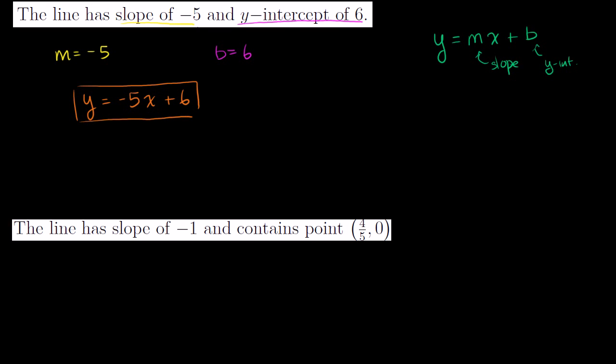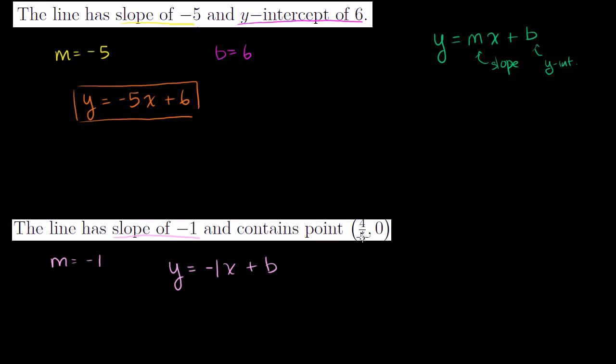Let's do this next one over here. The line has a slope of -1 and contains the point 4/5, 0. So they're telling us the slope of -1. So we know that m is equal to -1. But we're not 100% sure about where the y-intercept is just yet. So we know that this equation is going to be of the form y is equal to the slope, -1x plus b, where b is the y-intercept.